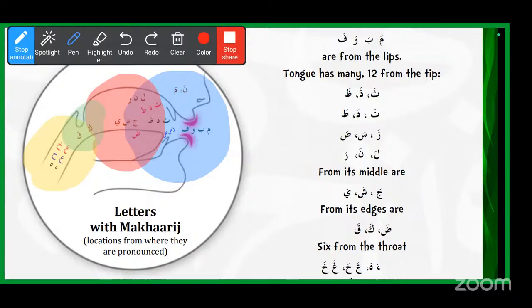When we recite the Quran, the Quran's Jim is not the English J. If you say Minash Shaitanir Rajim, that's not correct. That's wrong, although a majority of Arabs pronounce it that way. Clear, inshallah? So Jim, Shin, and Ya are the three central letters. These are called central letters.